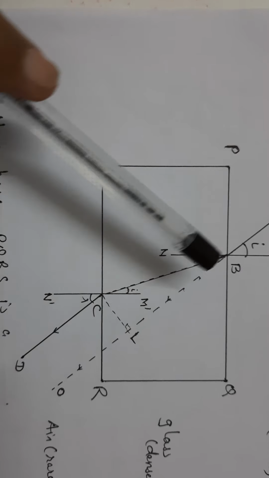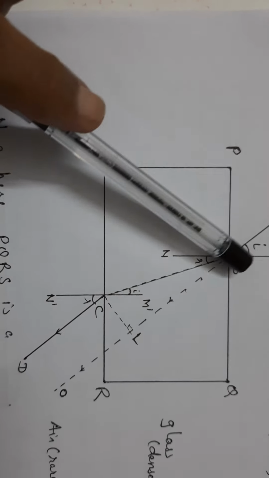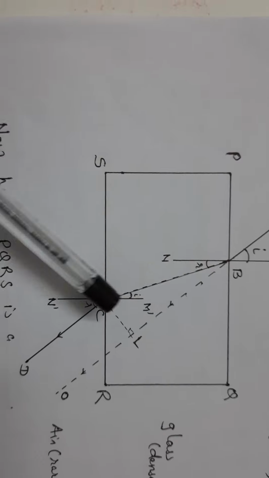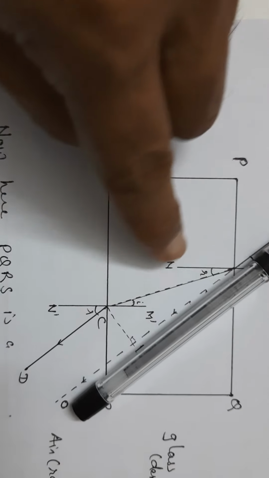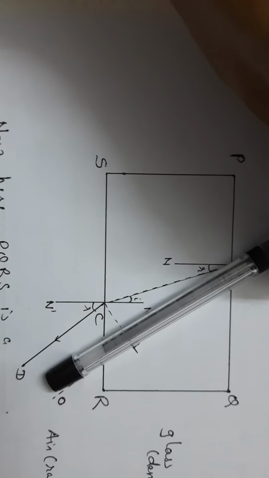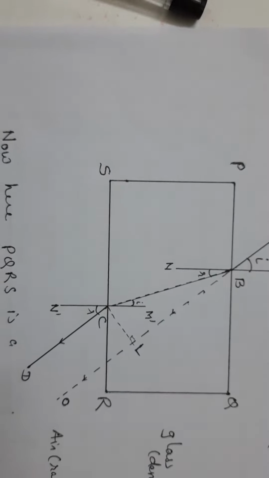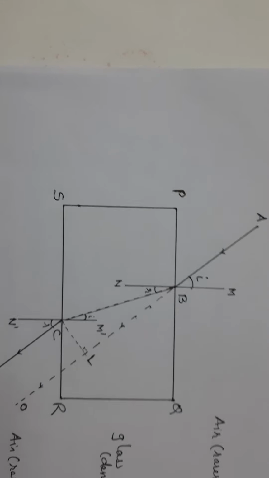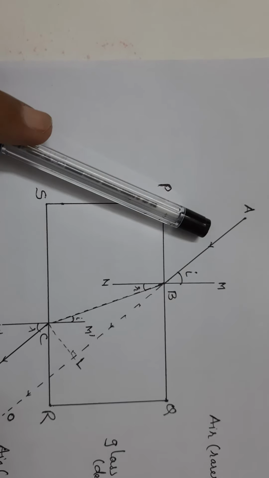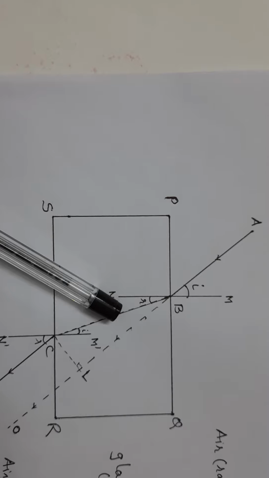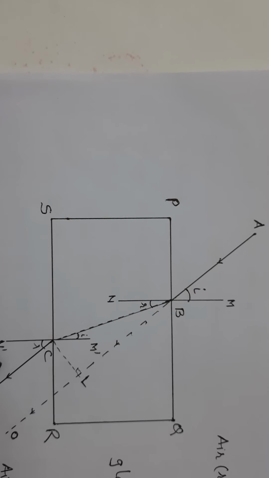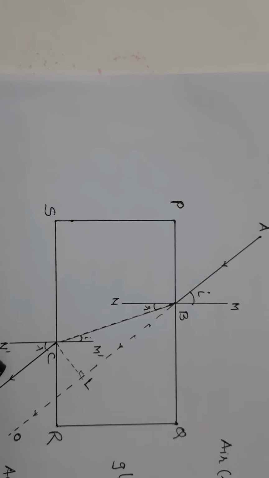Then we are joining BC. When we join BC, we see that actually that ray should have gone straight, but it has bent. Now that particular bending we call refraction. Now remember here, ray AB is known as incident ray, ray BC is known as refracted ray, and ray CD is known as emergent ray.